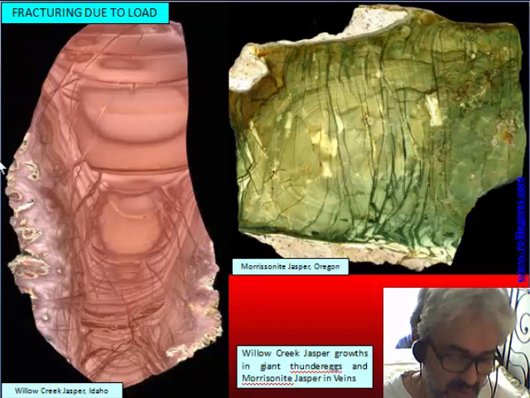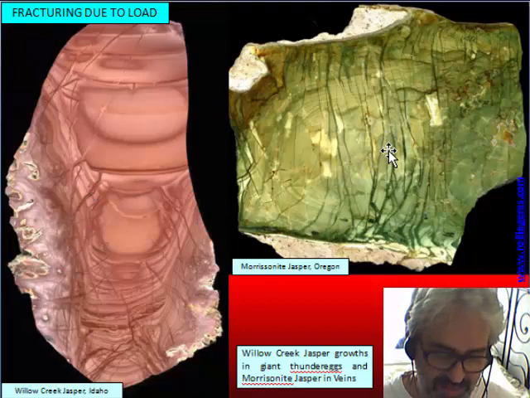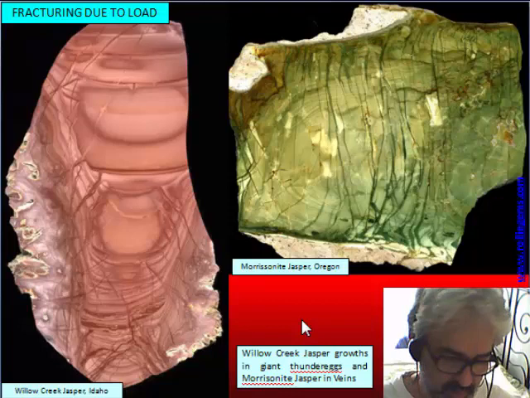The load provokes a convolution, is responsible for making a plastic deformation like flame and lobe we saw before. But when the jasper is more hard, the load is responsible for a fragile deformation, so deformation of fracture. In the case of Morrisonite, because the jasper is in fracture inside the rock, it is the load of the mountain, the load of the modern rock that is responsible for this fracture pattern.